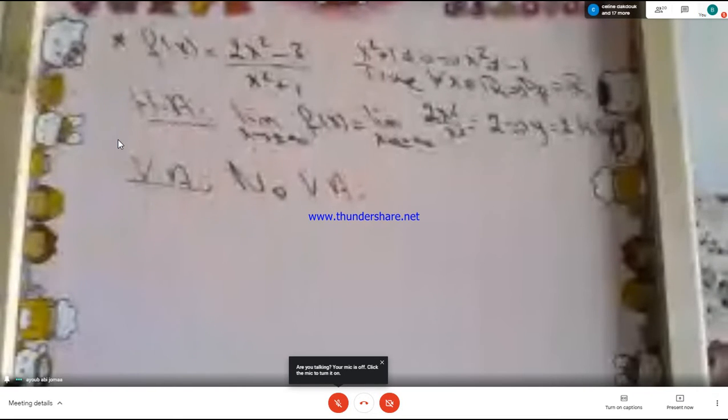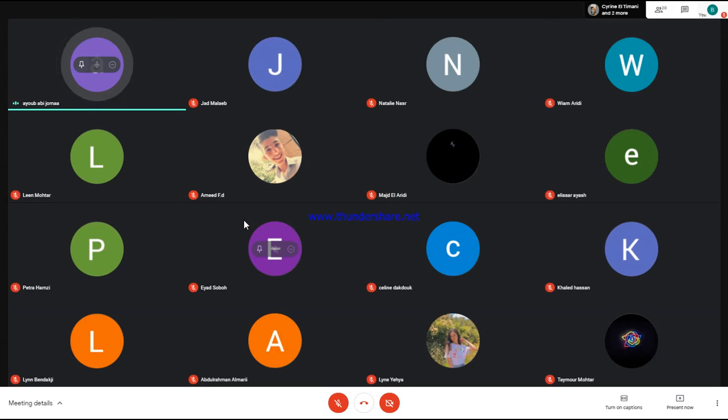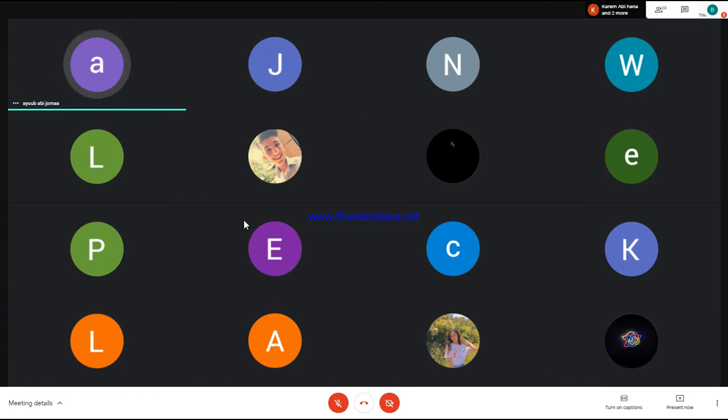To show you the graph of this function, here is the graph of the function, the red one. On positive and negative infinity we have the same limit. Not all functions have the same limit at positive and negative infinity. Now I'll give an example.